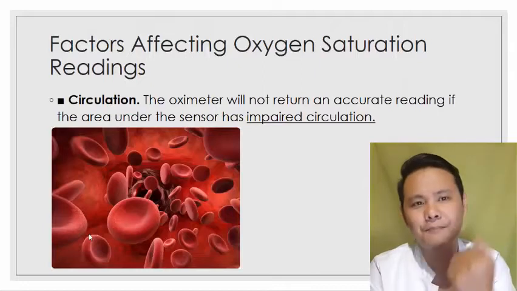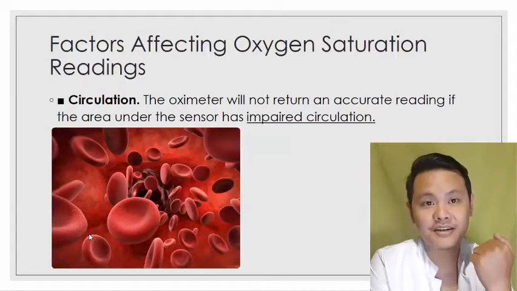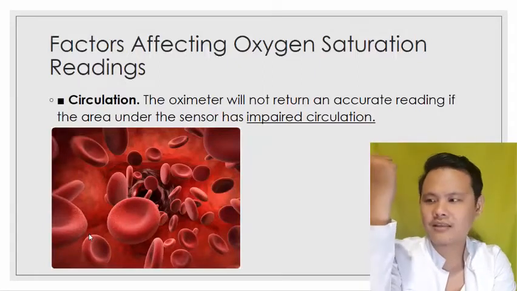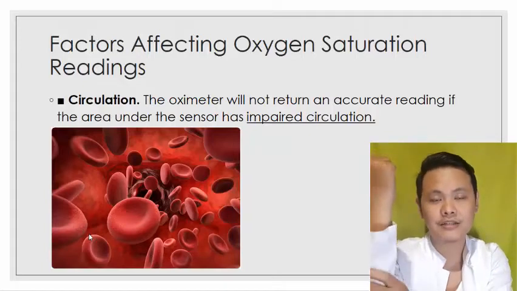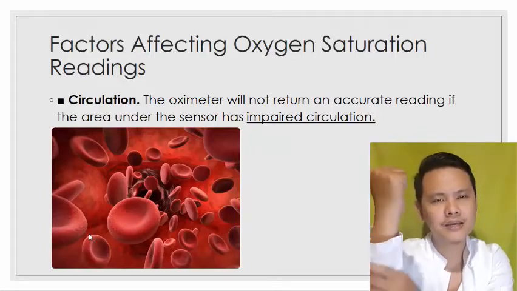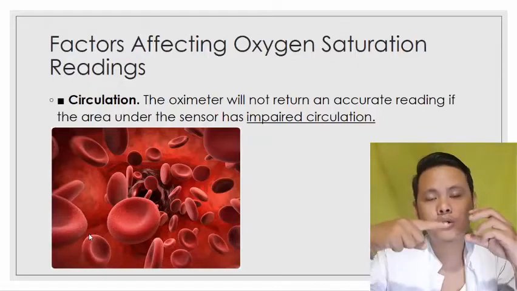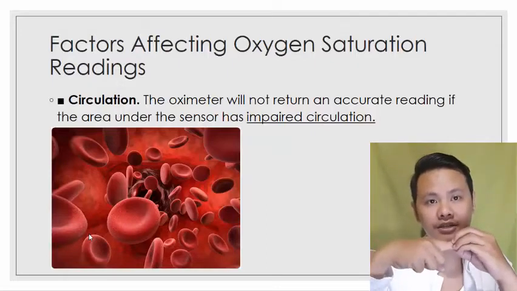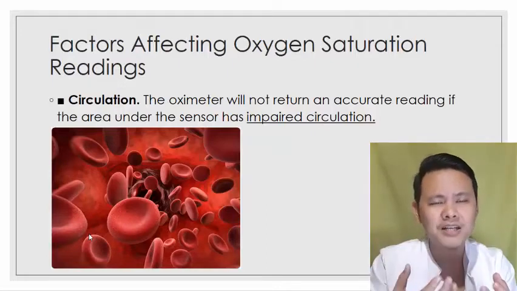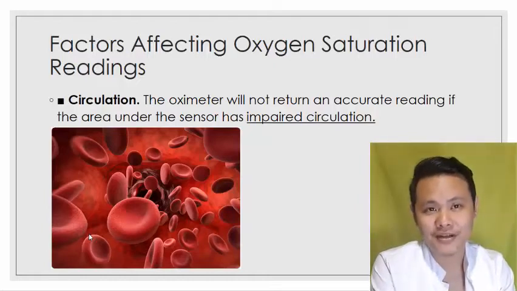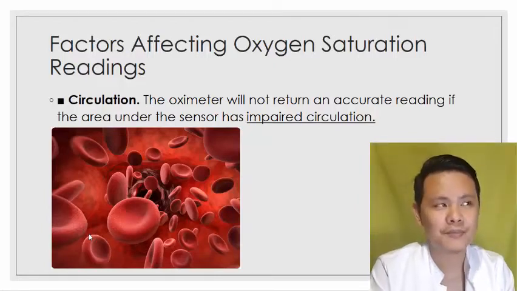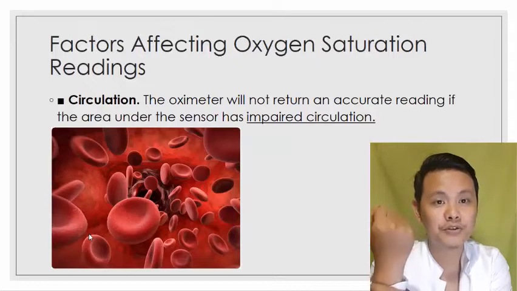If ever there is an impaired circulation. For example, in my arm, there is a cast. Meron akong cast dito sa may kamay ko, and that cast impedes the circulation. And then you check for the oxygen saturation on my finger. Okay? Possible na mababa ang makuha ninyo na oxygen saturation. So be sure lang na kapag kukuha tayo, hindi na i-impede yung circulation.